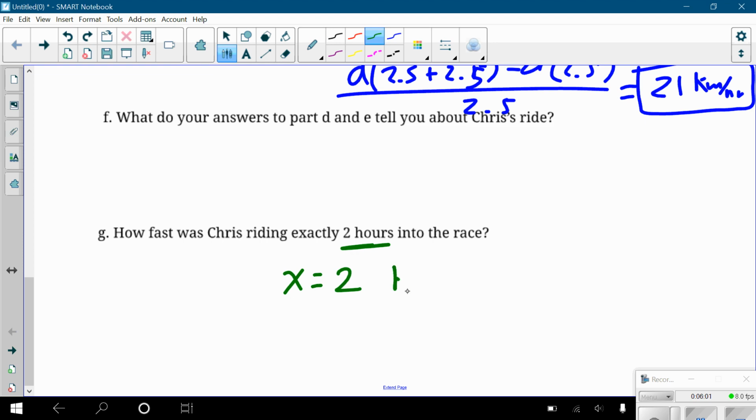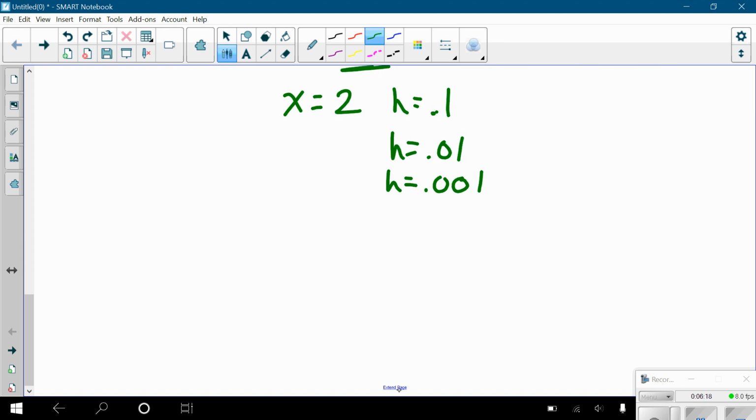So I can do h like 0.1 hours later. Or I can make h even smaller, so that second point is really close to the first point, like 0.01. Or I could make h even closer. I know what you're thinking. Just make it 0, Mr. Covey. All right, I'll make it 0.